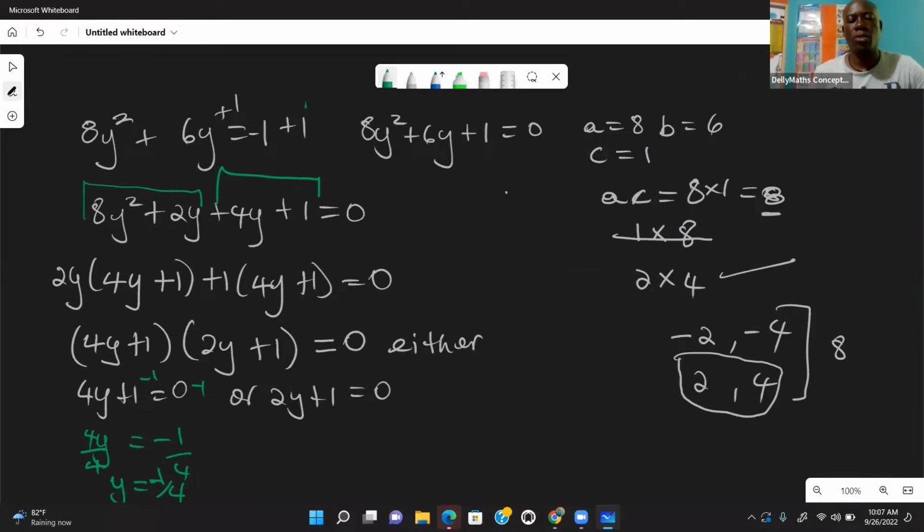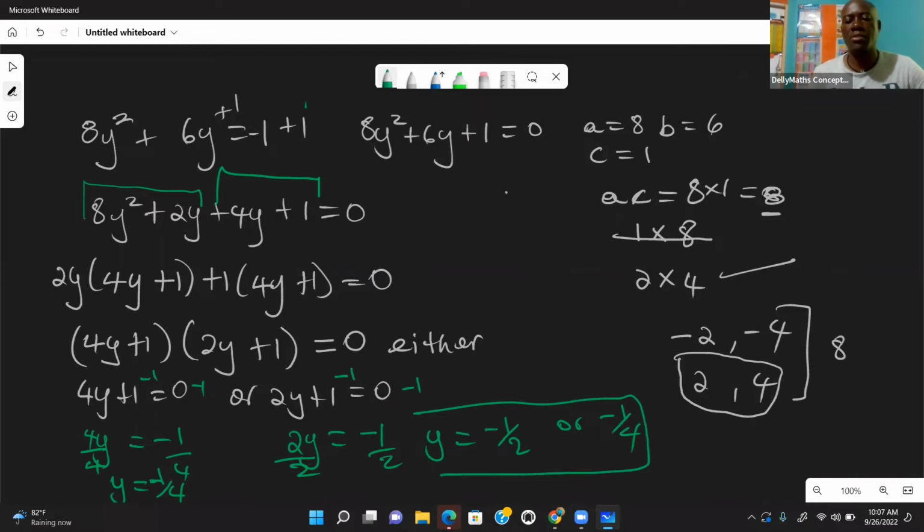On the other side, we'll subtract 1 from both sides here for the next situation. 2y is equal to -1. And if we divide both sides by 2, then y is equal to -1/2. Remember, the other solution was that y was equal to -1/4. So here are our two solutions for this case.